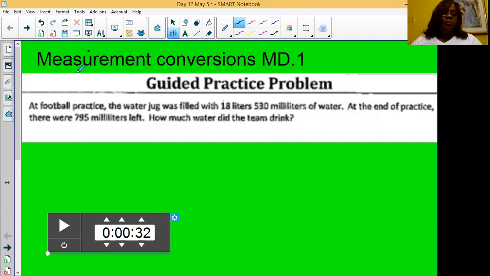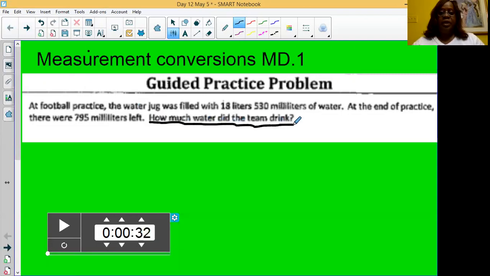So our first problem is an I do, and it reads, at football practice, the water jug was filled with 18 liters, 530 milliliters of water. At the end of practice, there were 795 milliliters left. How much water did the team drink? First thing we're going to do is underline our big question. How much water did the team drink?